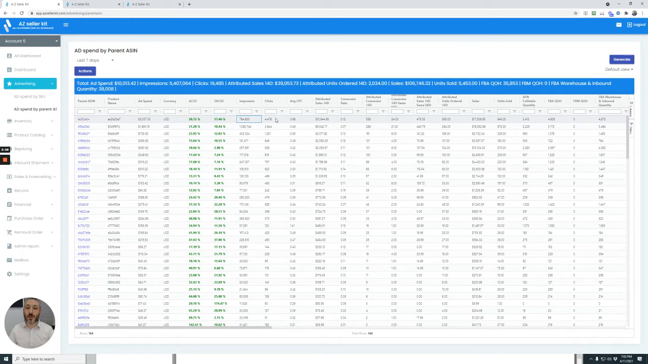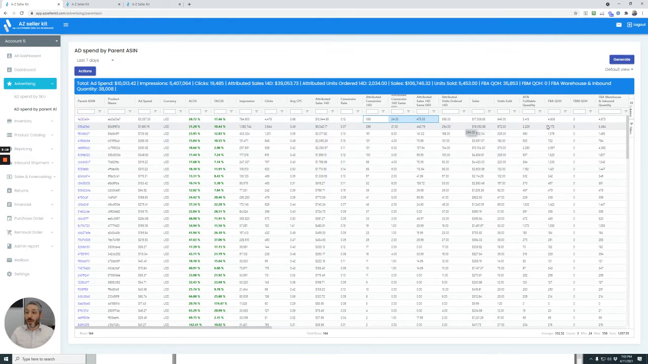We'll show you the impression count, the clicks, average cost per click, the total sales that ads generated. Again, this is between all of the SKUs on the listing, summed up. Your conversion rate, which is pulled from advertising. So we can see that this listing is actually performing at a 12% conversion rate. Not bad. And all the stats are here.